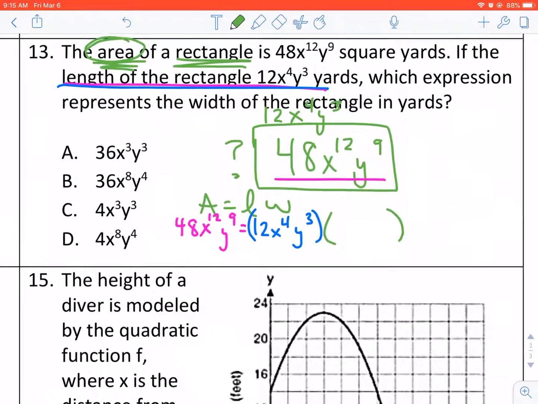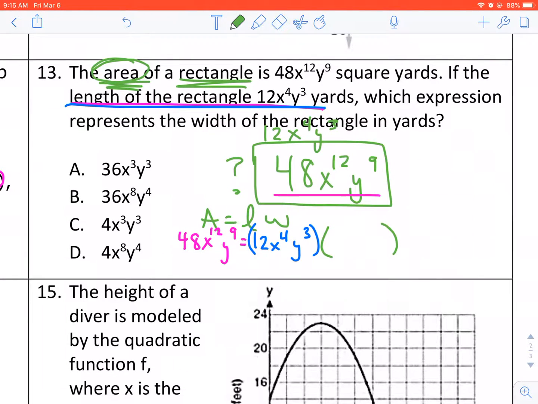So you can approach this a couple different ways. You can divide if you want to find out what's missing, or the way that I like to do it, and the way that I'm going to approach it in this question, is by figuring out what's missing and using multiplication. So how do I know it's multiplication? Because the parentheses are side by side. Anytime you have parentheses side by side, that means multiply.